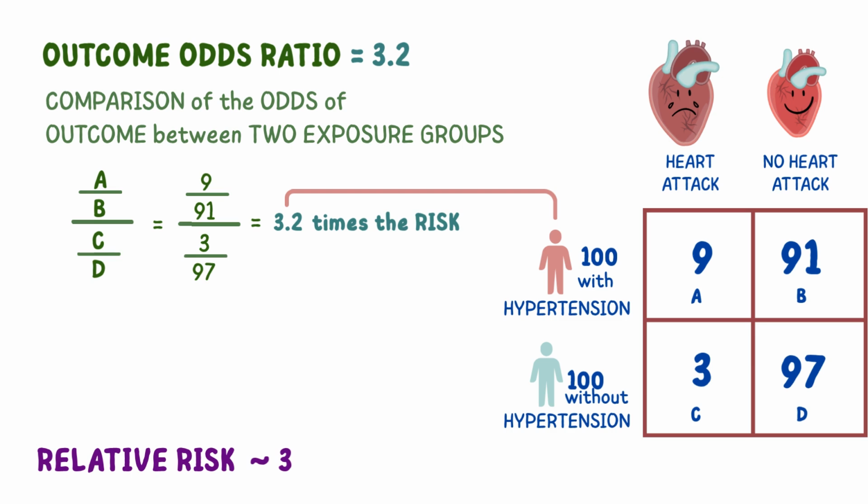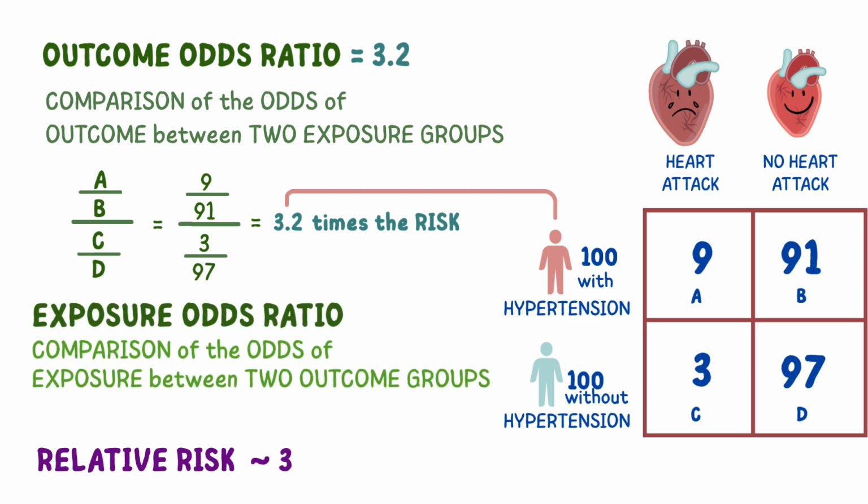Now, there's also an exposure odds ratio, which is a comparison of the odds of an exposure between one outcome group and a second outcome group. Funny thing is, the outcome odds ratio and the exposure odds ratio come up with the same number. Now, let's say we have data from a case control study which recruited 12 people that had heart attacks, the cases, and 188 people who never had a heart attack, the controls.